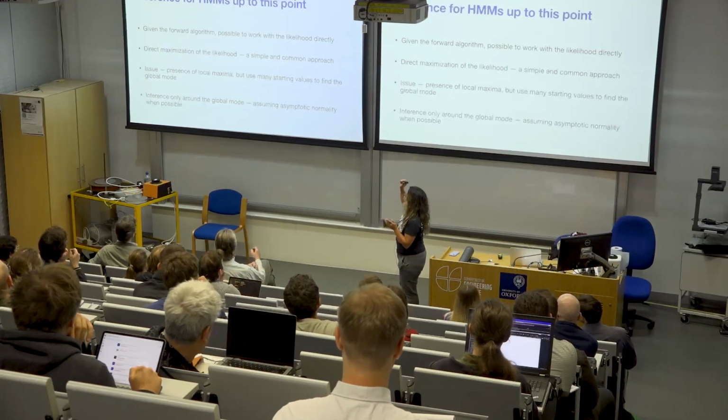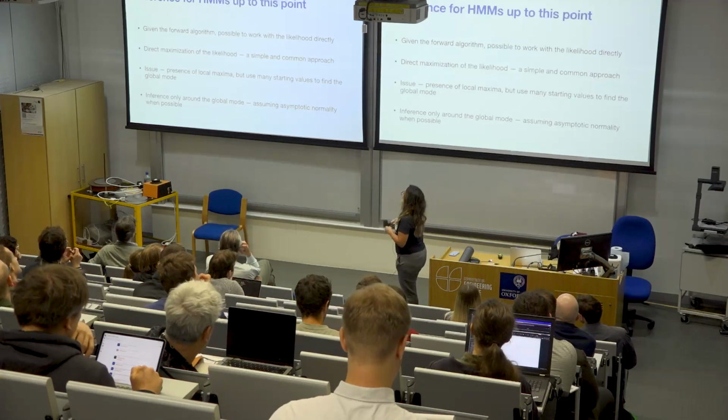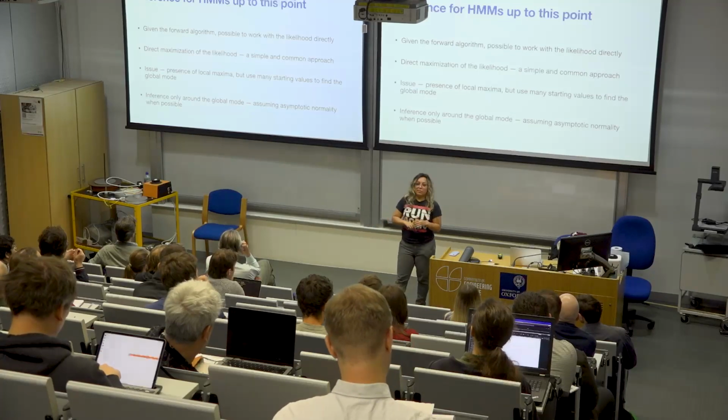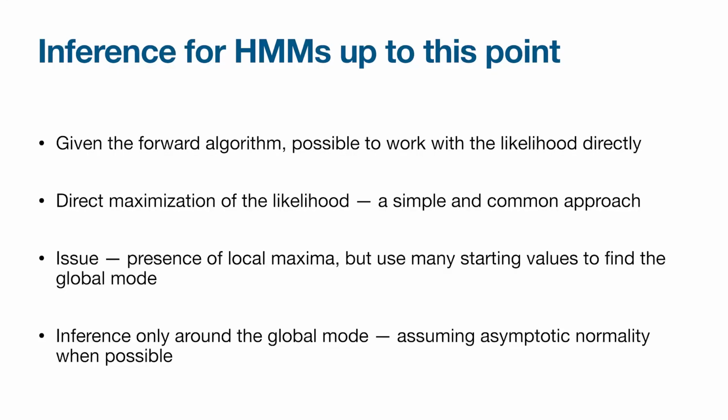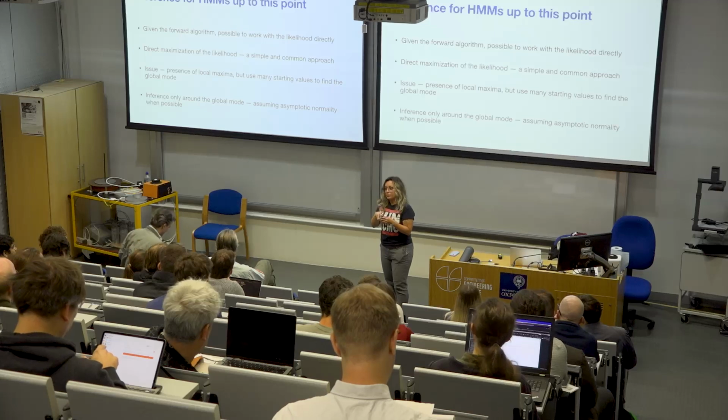So what I used to do is I was given the forward algorithm, direct maximization of the likelihood. People always talk about, oh, there's local maxima. It's just a thing. It's there, you have to deal with it, but you use different starting values, you find your global maximum, your global mode, and you conduct inference around the global mode.